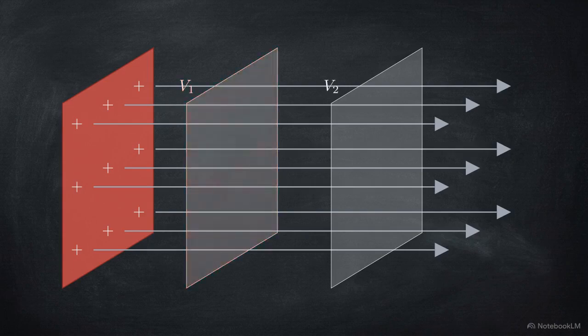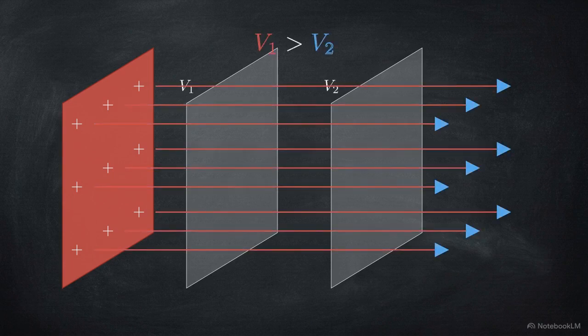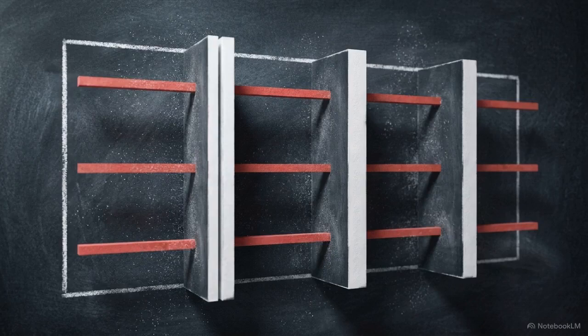The closest plane is the high potential boundary, and the further represents the low boundary. Potential drops in the field's direction, confirming V1 is greater than V2. These parallel planes perfectly map the constant energetic states of a uniform electric field.